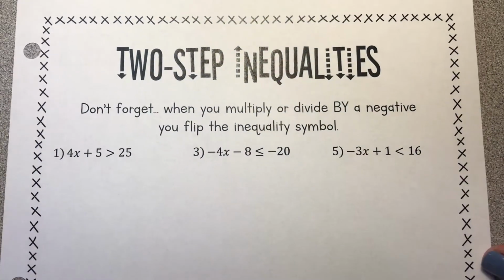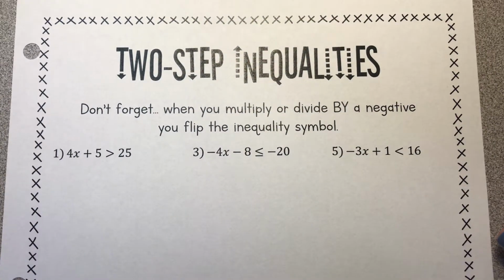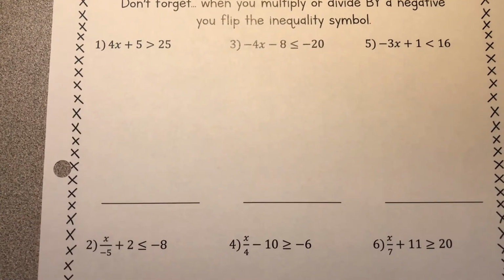Okay, today we're going to talk about two-step inequalities. So, spoiler alert, they have two steps. Just like equations, we're going to undo what's being added or subtracted first, and then undo the multiplication or division. So, for example, let's start with number 1.